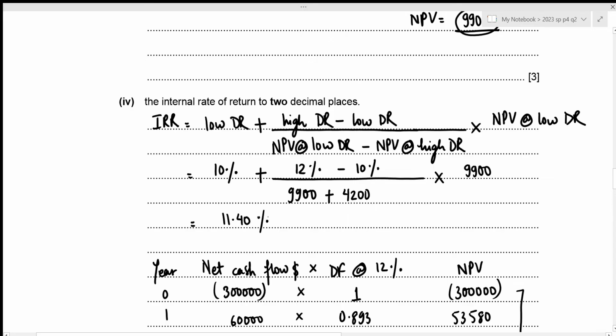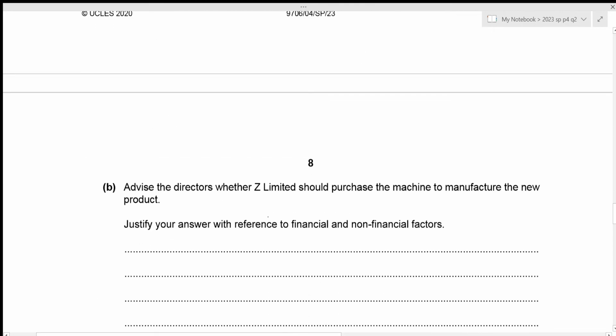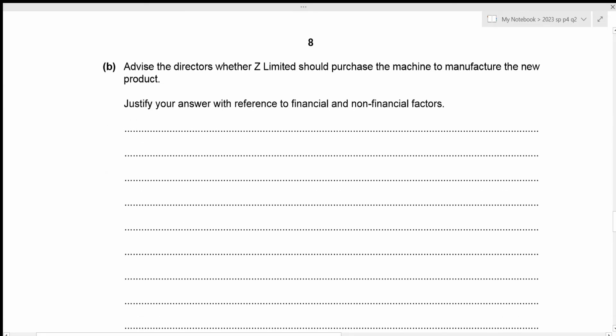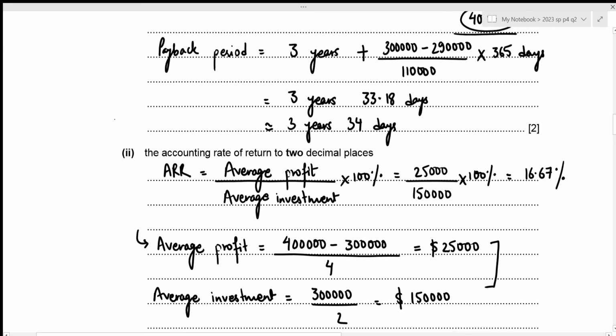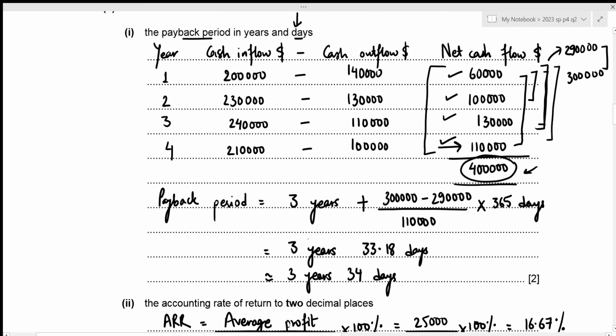Alright, let's move towards the next part. Now we need to advise the directors whether Z Limited should purchase the machine to manufacture the new product, and we need to justify our answer with reference to financial and non-financial factors. Okay, let's have a look at the financial factors first. The first thing that we figured out was the payback period, which was 3 years and 34 days. And remember that the duration of our project is 4 years, which means that the payback period is before the end of the investment. So that is a good thing.